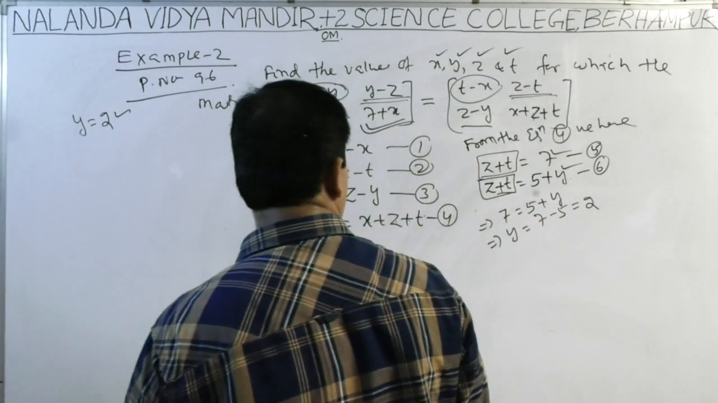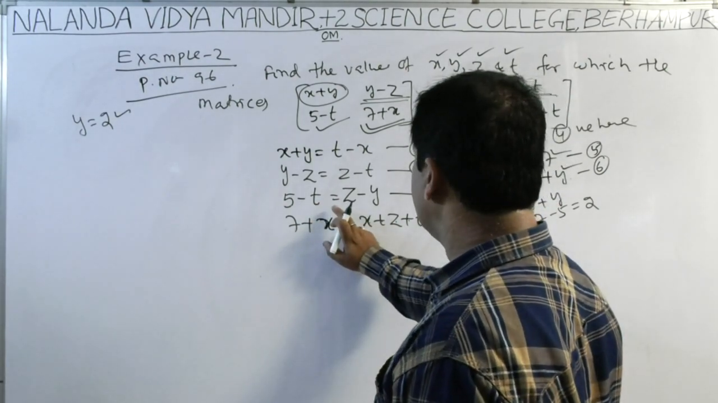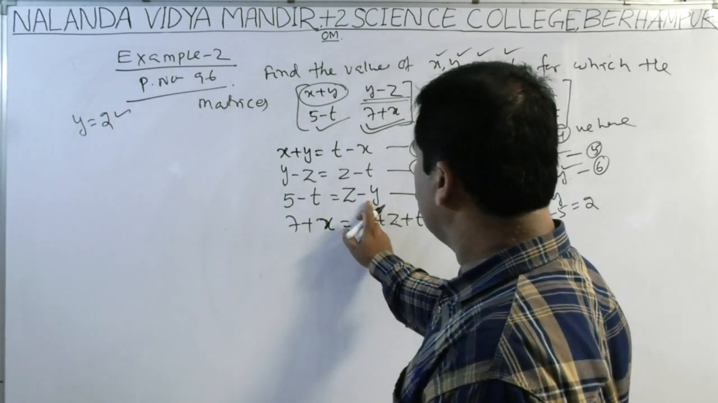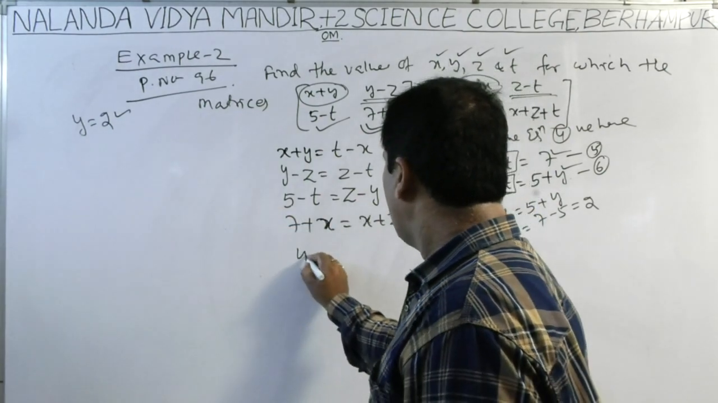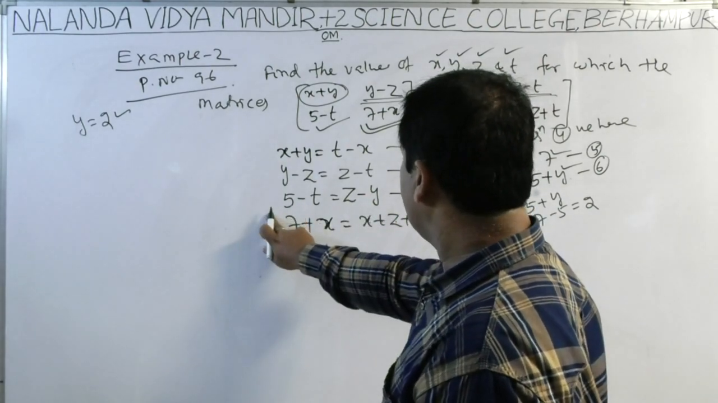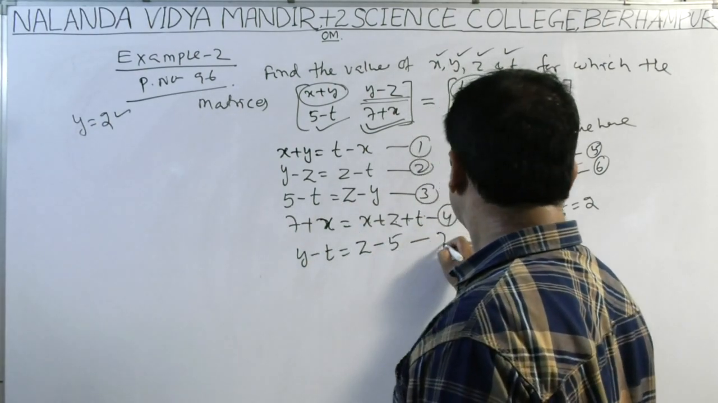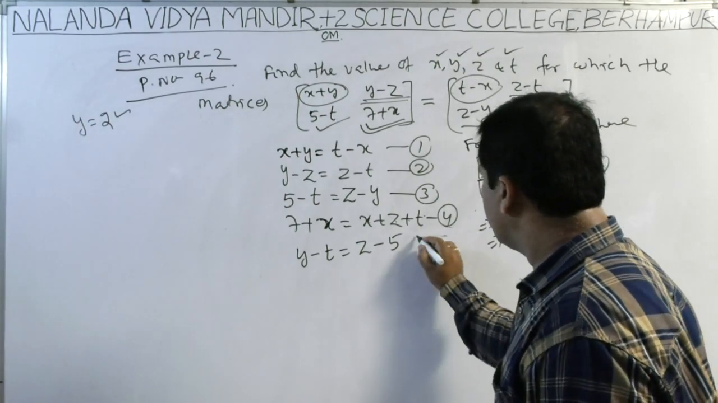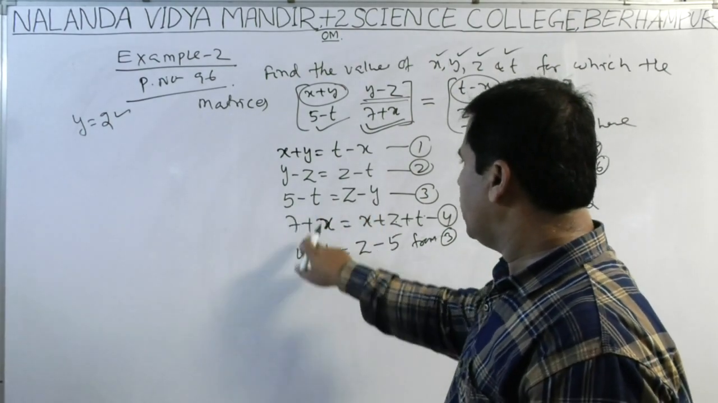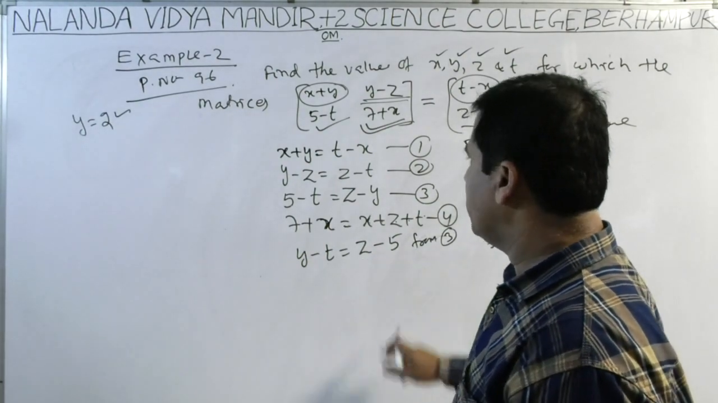Okay? Now, from equation 3, we can take minus y to the right hand side. We get y minus t is equal to z minus 5. Okay, this is equation 7. So from equation 3, y minus t is equal to z minus 5.